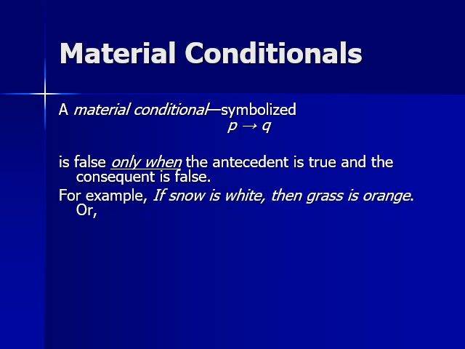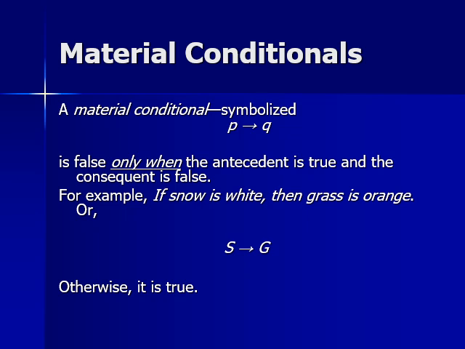For example, look at this one. If snow is white, then grass is orange. We might represent it this way. S arrow G, or if S, then G. But obviously, we all know that grass is not orange, while snow is white, and so we know that that's false. That sounds pretty much like ordinary conditionals. The key difference is when you say otherwise, it's true. Material conditionals are true in every other case.